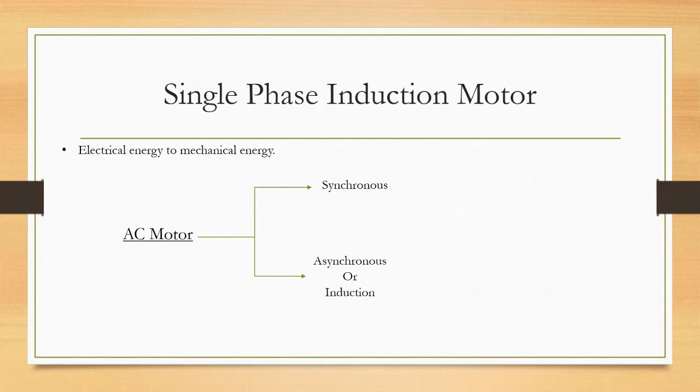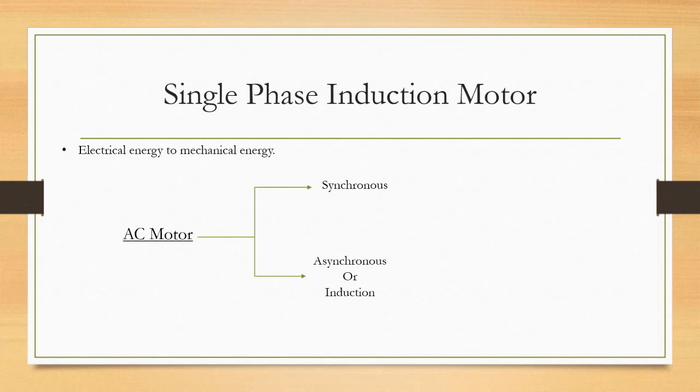In a single phase induction motor, the flux is alternating in nature because we are applying a single phase supply to the stator winding. Let phi m be the flux produced at the stator winding.